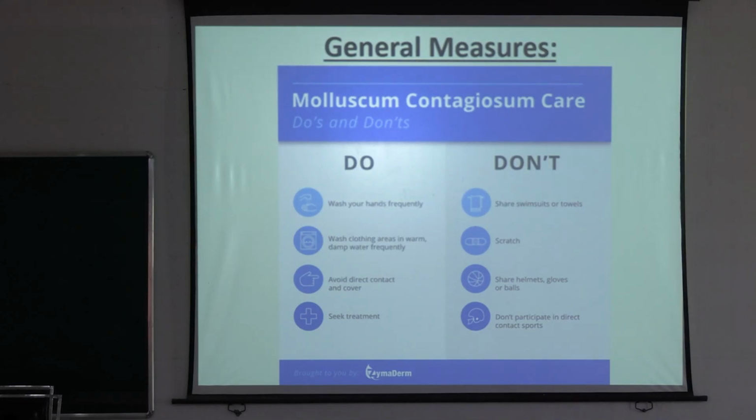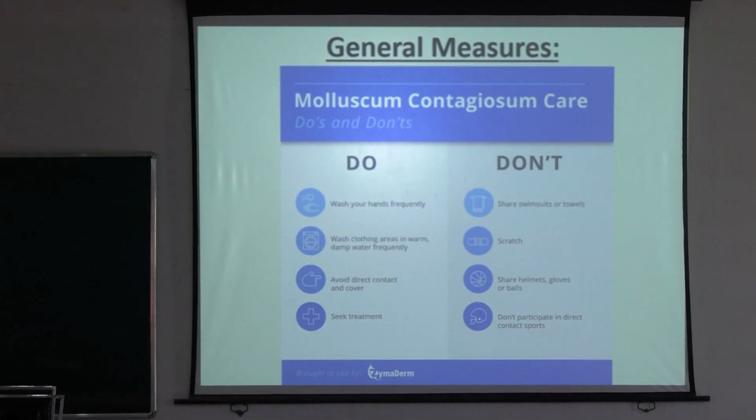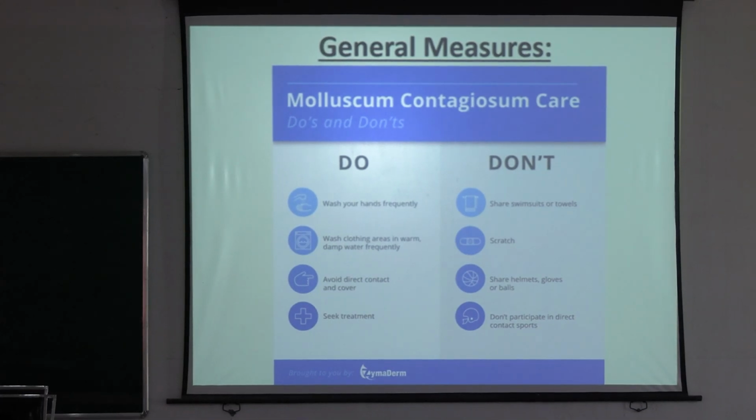So what are the do's and don'ts? Always wash your hands frequently, wash clothes in warm water frequently, avoid direct contact, seek treatment, do not scratch, do not share swimsuits or towels, do not share helmets and gloves, and don't participate in direct contact sports.